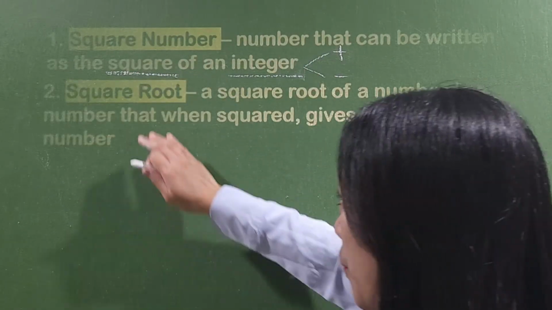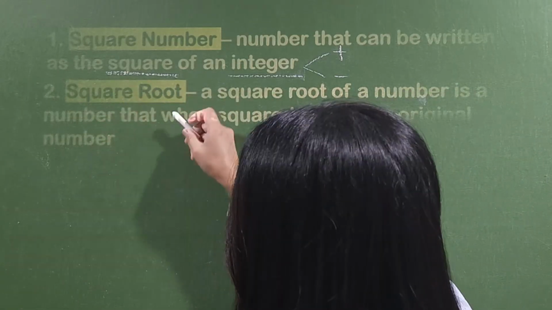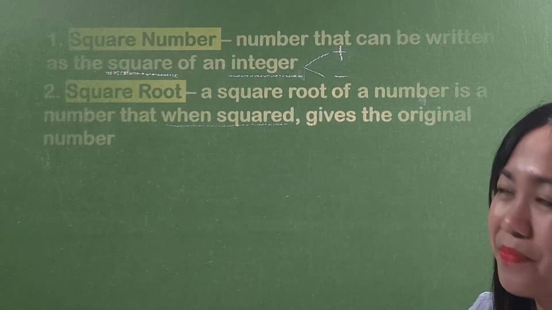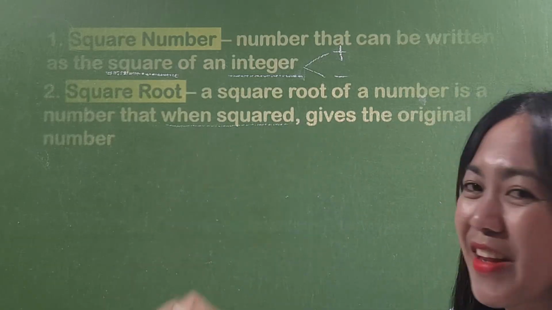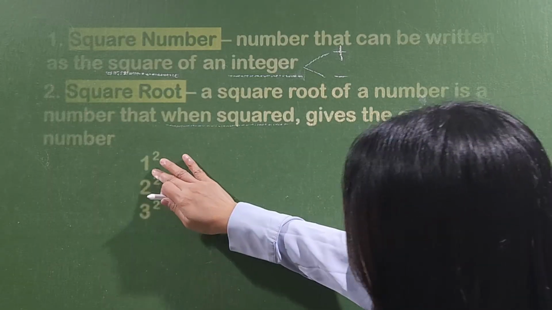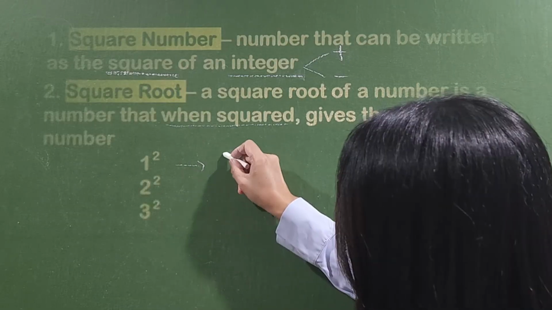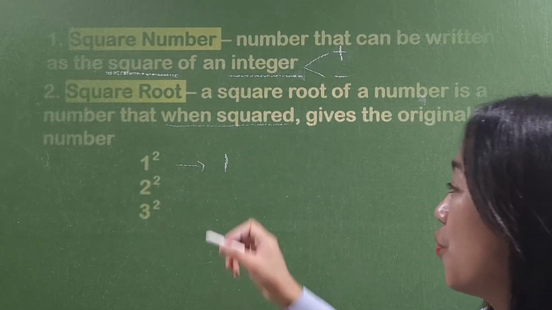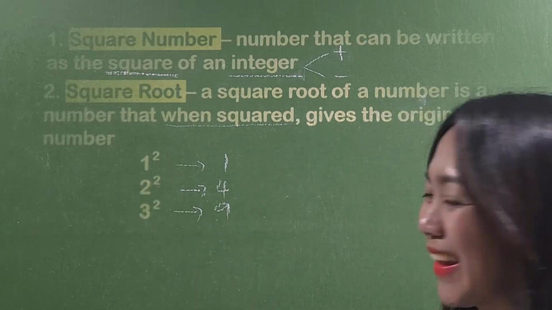How about square root? A square root of a number is a number that, when squared, gives us the original number. Let's give an example. We have here 1 squared, 2 squared, 3 squared. 1 squared is equal to 1. 2 squared is 4. 3 squared is 9.